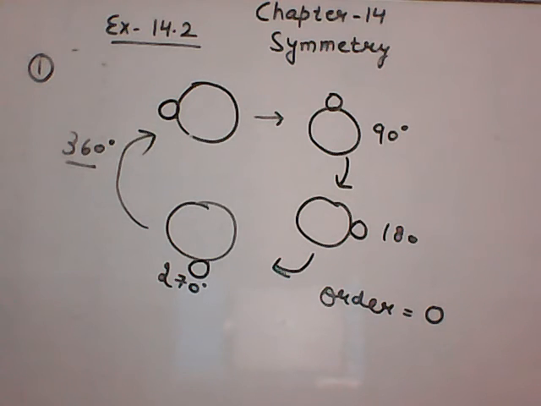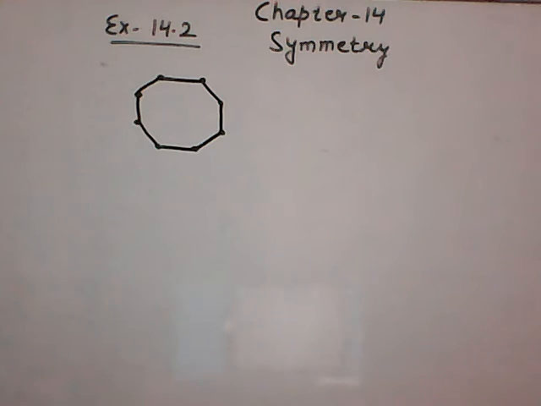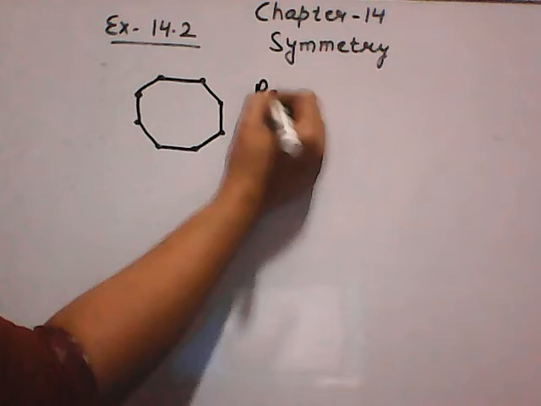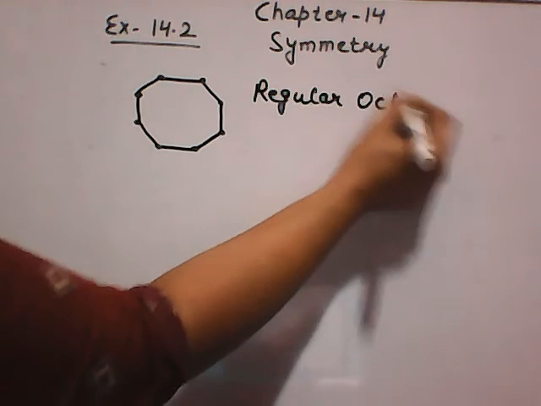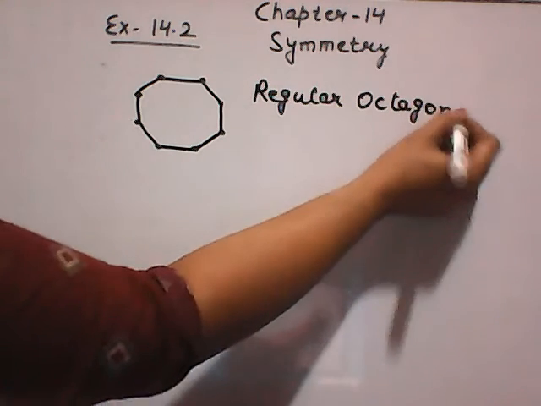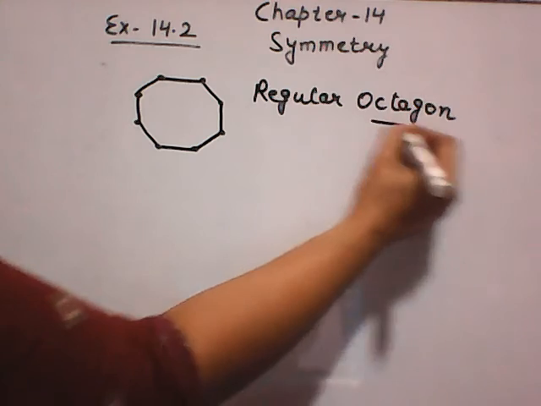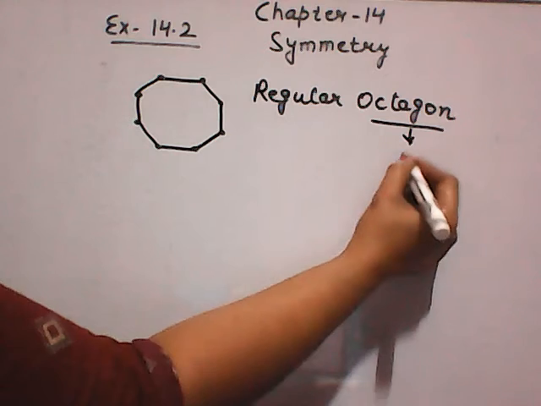Let's move to the next question. Now suppose you have to find out the order of rotational symmetry for the regular octagon. What do you mean by regular octagon? A regular octagon means an octagon that has 8 sides.